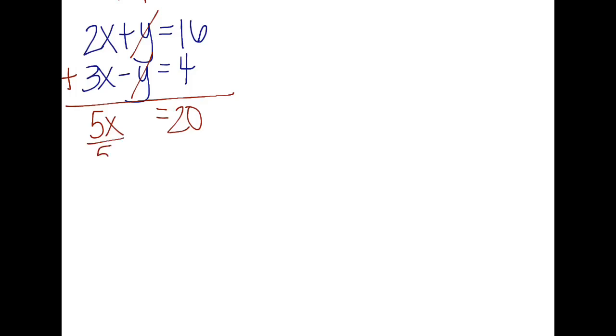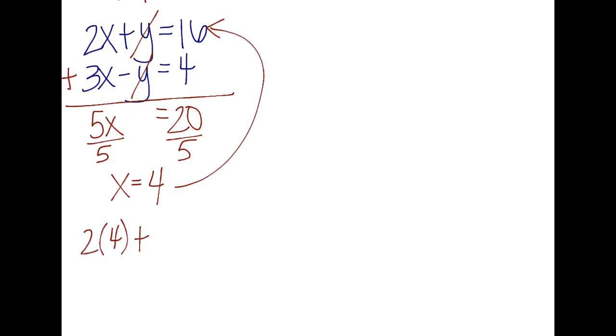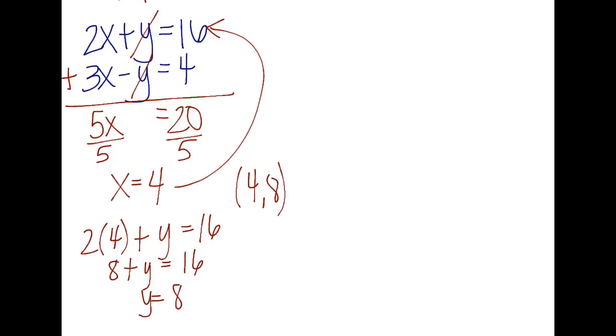We know that you could just divide both sides by 5, and in this case you get that x equals 4. And then we would just want to find y by plugging 4 back into one of the equations. Let's say I plug it into that first one: 2 times 4 plus y equals 16. 2 times 4 is 8, so 8 plus y equals 16, and therefore y equals 8. So our solution to this problem is 4, 8.